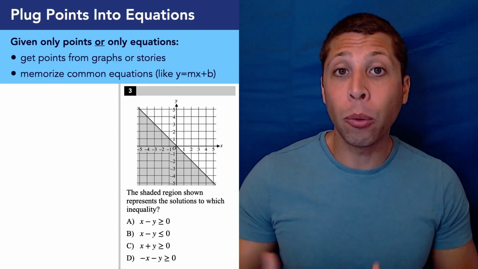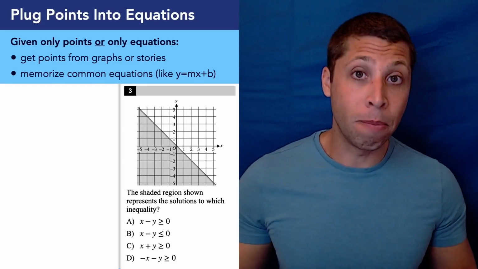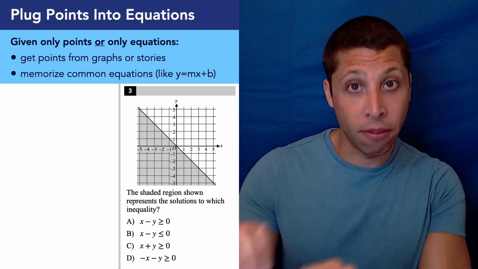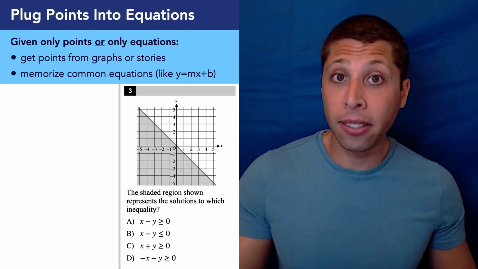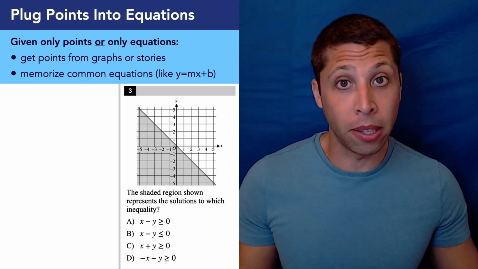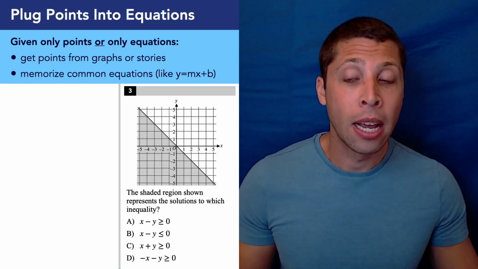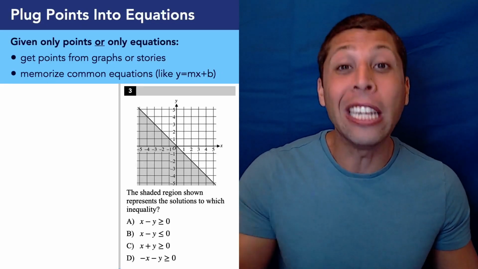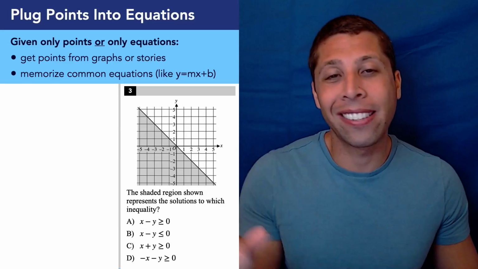And luckily, whenever we have a graph, we're pretty much always being given points. So normally I would take some points off of the line itself, but because this is an inequality, I'm going to move away from the line. I'm going to go to the shaded region because I see in my answer choices that it's a greater than or less than or equal to sign. So that it's not going to help me basically.